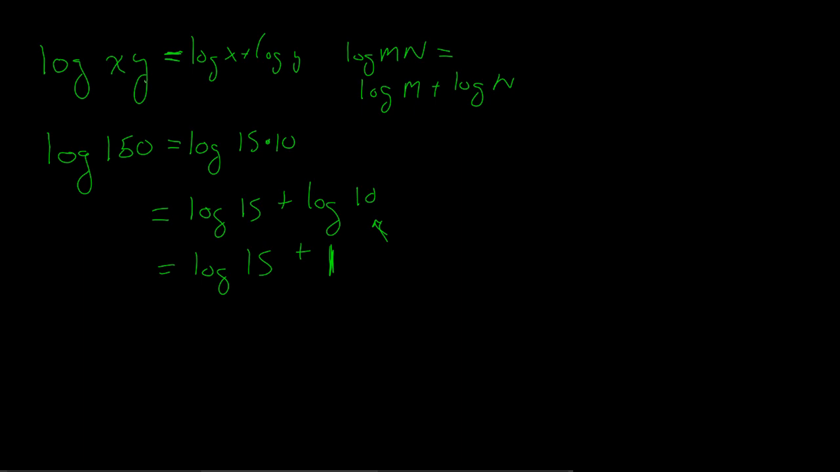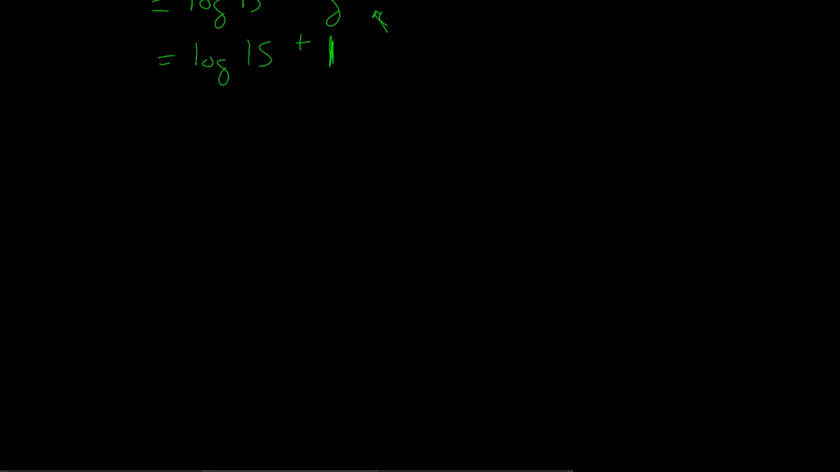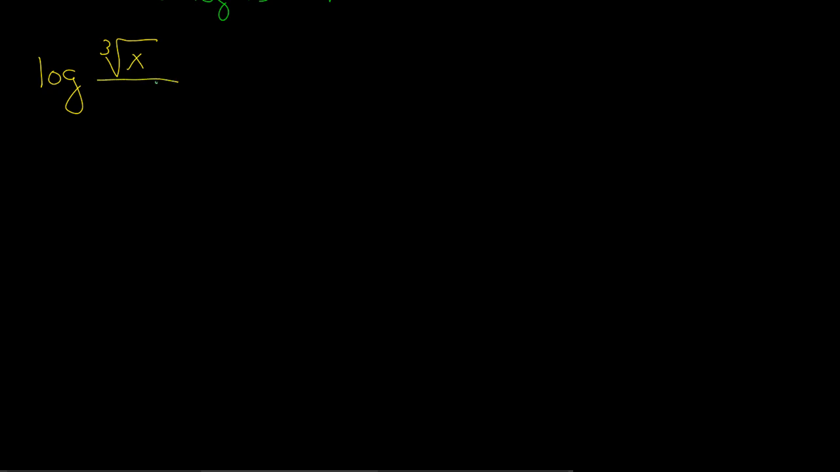But sometimes some of our algebra comes through very oddly. So some of our algebra might create an expression that we need to simplify like this. Let's go here. So I'm going to have log of the cube root of x divided by the square root of k.